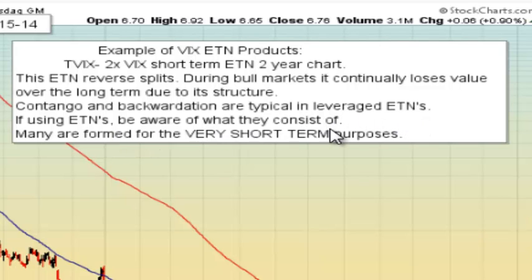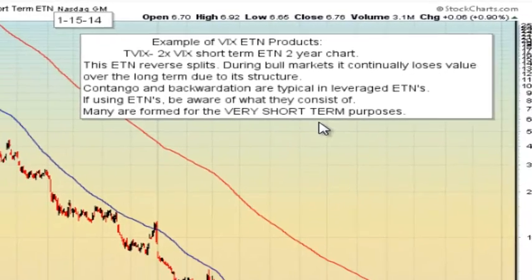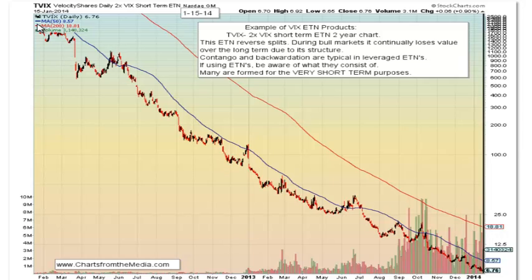If using ETNs, be aware what they consist of. Many are formed for very short-term purposes. So going back 2 years, without the reverse splits, this would have been at 2,500. And it's gone all the way down to 676 at this point. So what does this tell us? This would be losing value during bull markets.